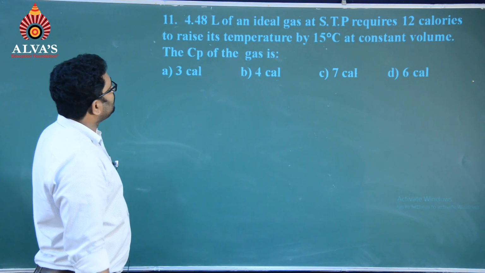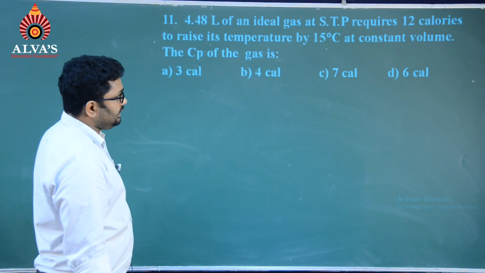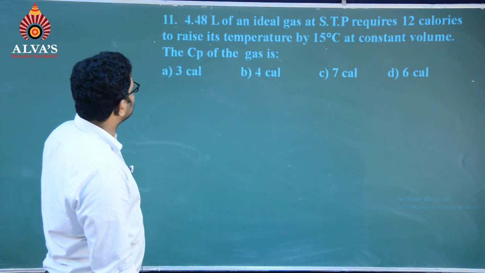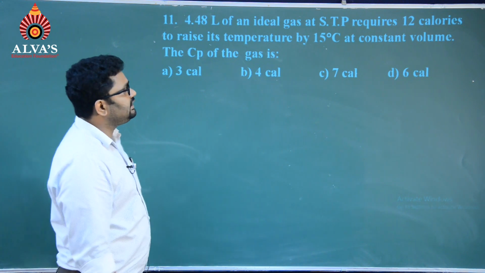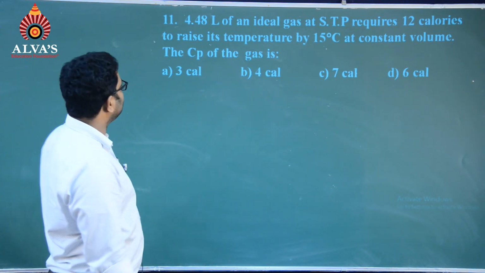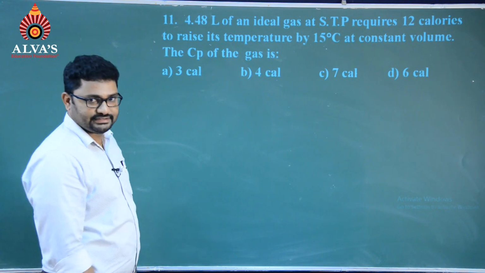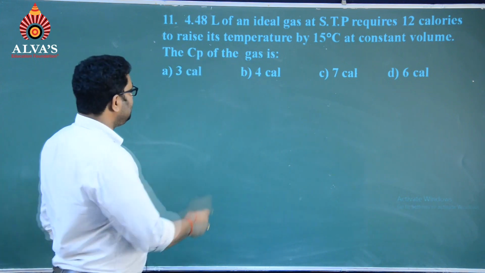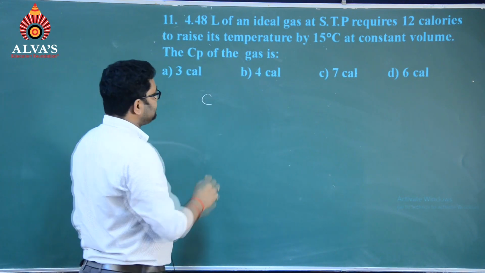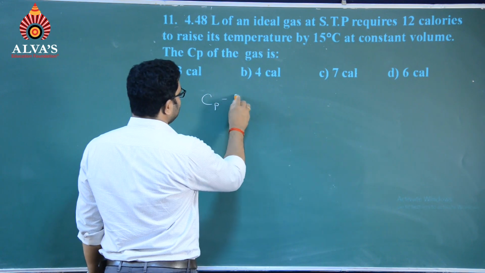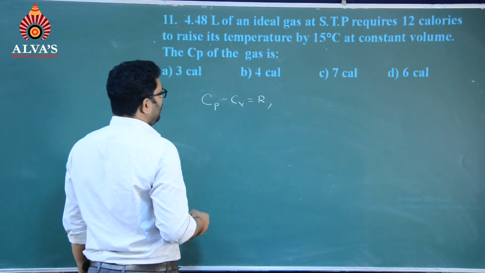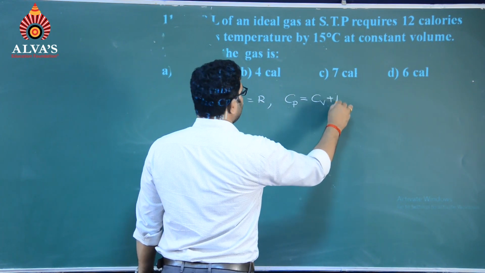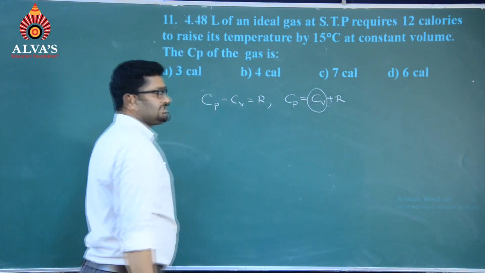Question number 11. 4.48 liter of an ideal gas at STP, that is standard temperature and pressure, requires 12 calories to raise its temperature by 15 degrees Celsius at constant volume. The Cp of the gas is, Cp is the molar heat capacity at constant pressure. We have the relationship between Cp and Cv: Cp minus Cv equals R. The question is to find Cp, hence Cp is nothing but Cv plus R. Let us find out what Cv is.